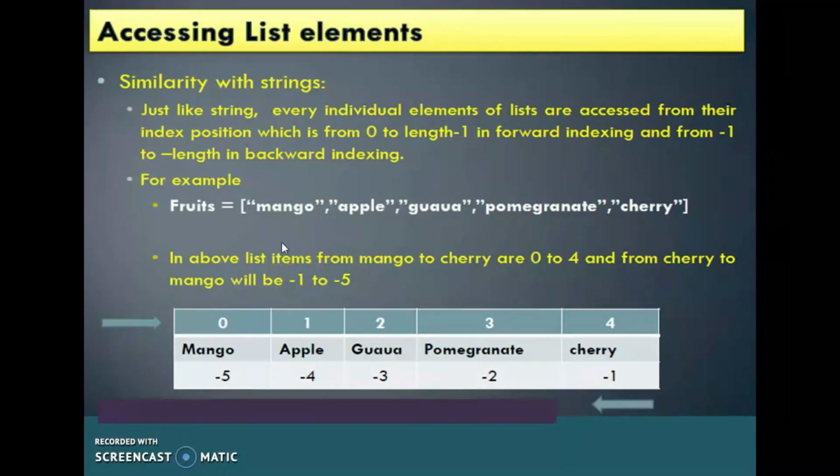Like a string, we can identify the forward indexing and backward indexing. Forward indexing, that is from 0 to length minus 1. Backward indexing, that is -1 to negative length. Check this one. Forward indexing 0, 1, 2, 3, 4. 5 elements are there. Backward indexing -1, -2, -3, -4, -5. Okay, clear?